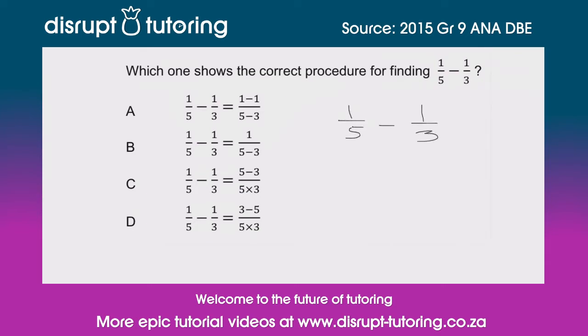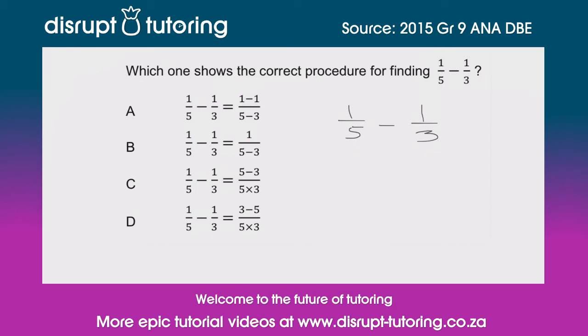Now we know that the golden rule when it comes to the addition and subtraction of common fractions is that we need to find a denominator that is the same. The denominator has to be the same before we're able to do anything else. Now we typically call that finding the lowest common denominator. And the way we do that is we find the lowest common multiple between the two denominators.